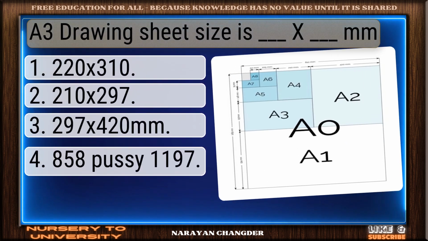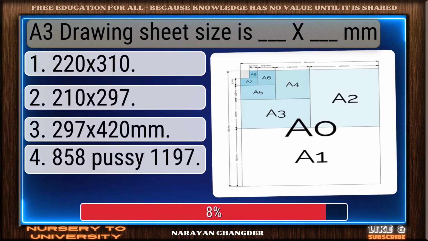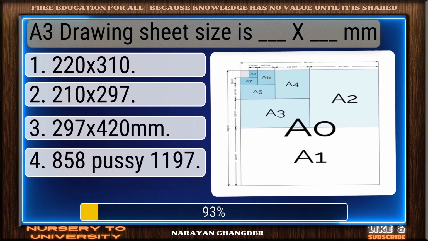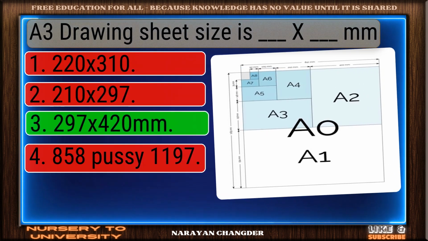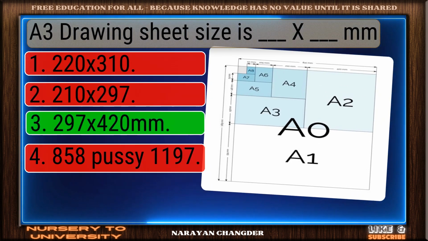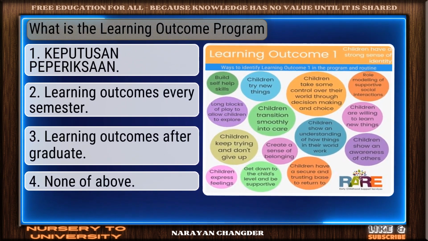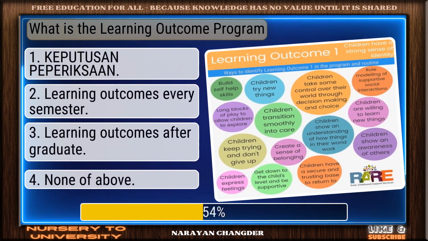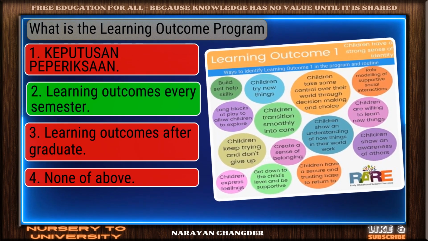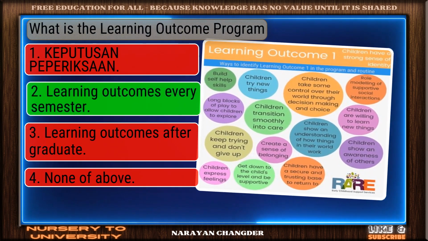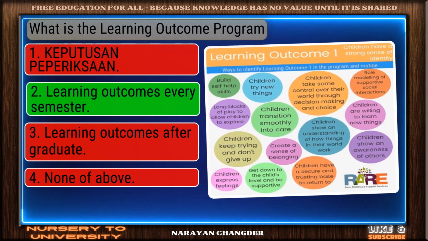A3 drawing sheet size is dash x dash. Clear logic. Your choice 297 x 420 is sound and 100% true. What is the learning outcome program? Strong choice. Learning outcomes every semester is the right answer.